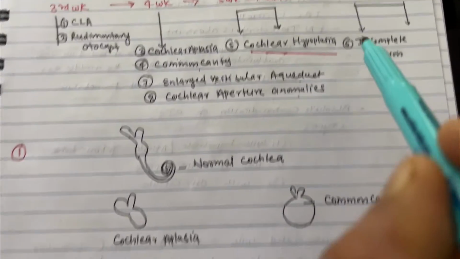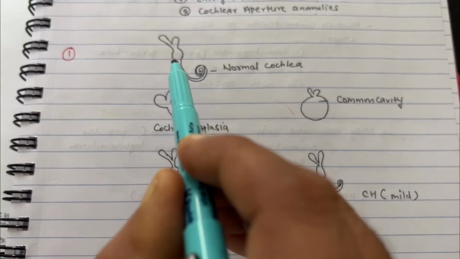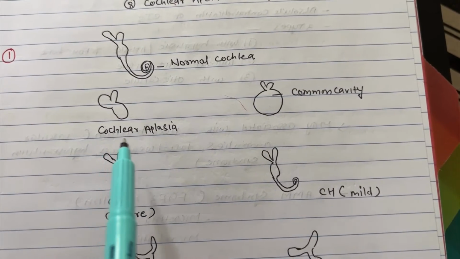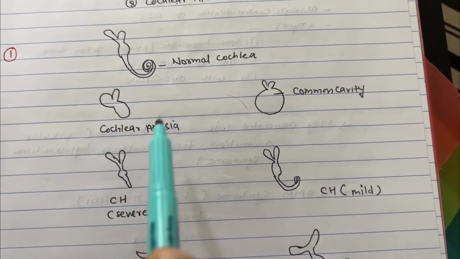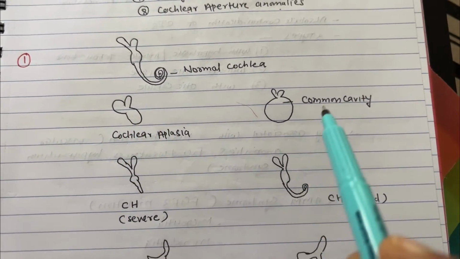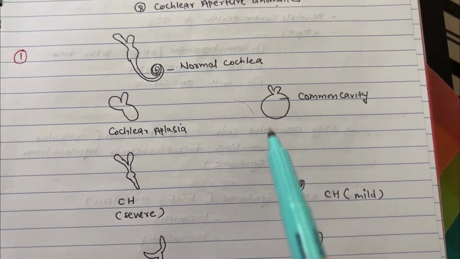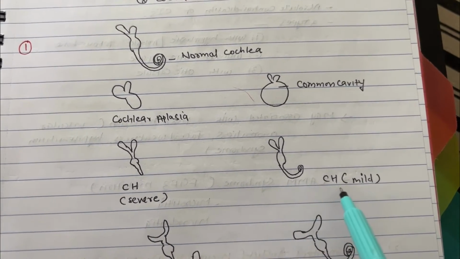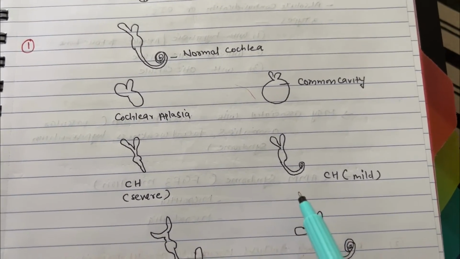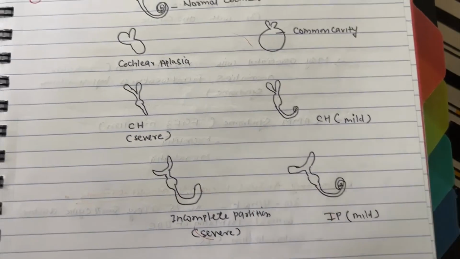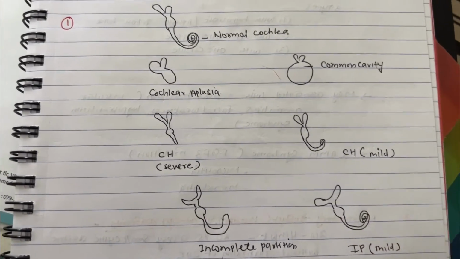Now you can see in this picture the complete development of the vestibule and cochlea. This is a normal cochlea. In cochlear aplasia, the vestibule is fully developed, but there is no cochlear development. In the common cavity, the vestibule and cochlea are both less developed. Cochlear hypoplasia is a small cochlea with mild to severe grades, and incomplete partition may also be mild to severe.